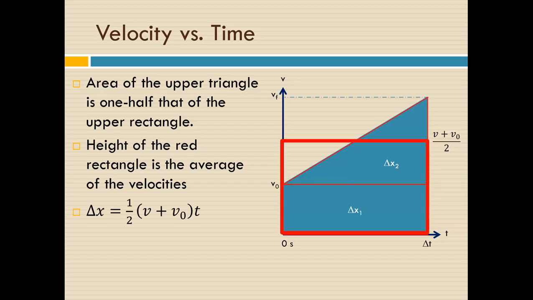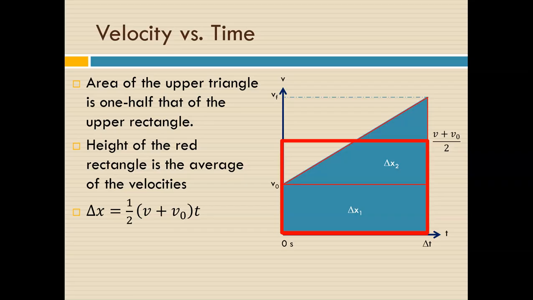Why don't I just go ahead and find the sum of that, find that rectangle there, where the base is the time and the height is the average of the velocities. Ta-da! Now we got it. And so what we have is another equation. Delta x is equal to 1/2 (v plus v0) times t. Okay? So far, so good? Not too bad.